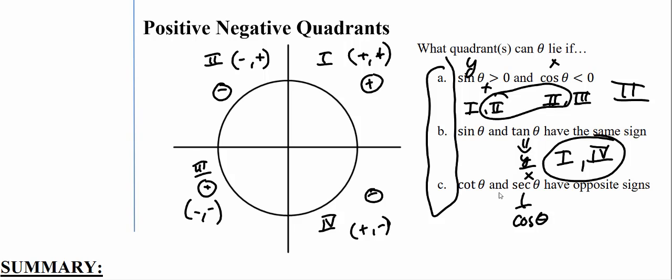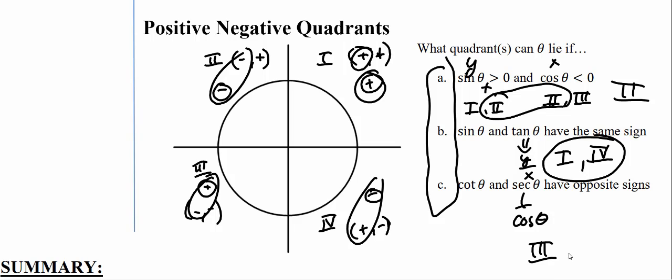So I'm going to see where those two do not have the same signs. In quadrant 1, this is the same as this, so they're the same, so we don't need that. They're also the same there. They are different here, so in quadrant 3. And they are different here, so in quadrant 4. Okay, those are my answers for that problem.